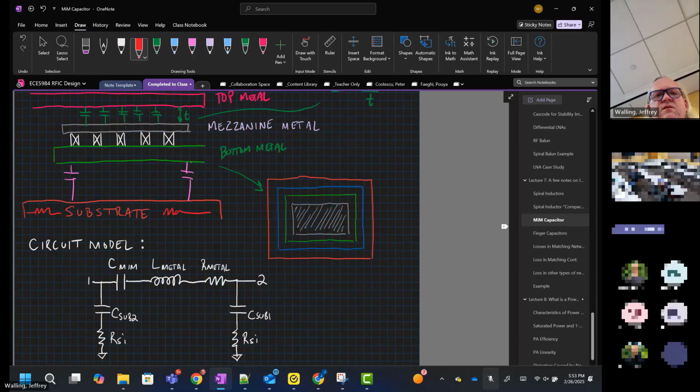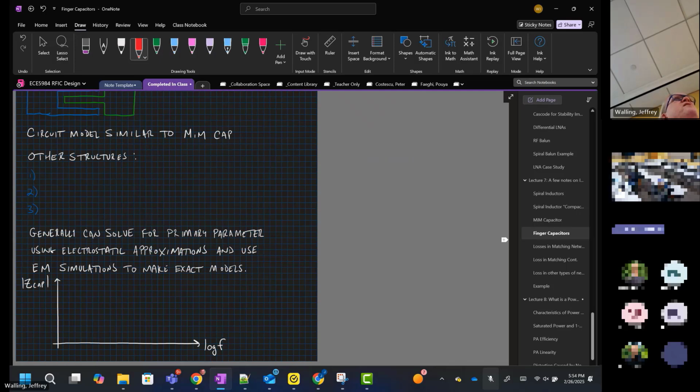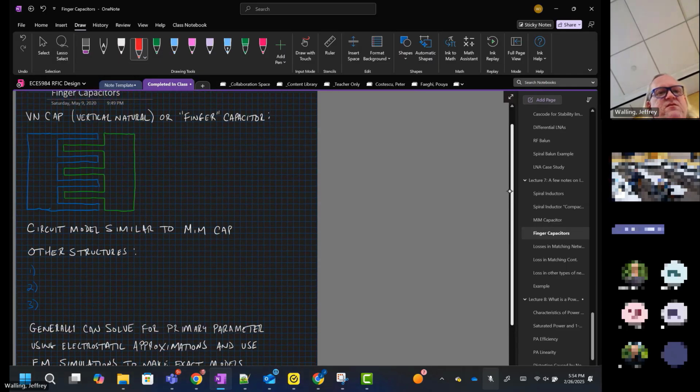I mentioned that these things don't do very well at high frequency. Once we get much above, say, 10 to 15 gigahertz, they start to be pretty poor choices for capacitors. In fact, I haven't seen a MIM capacitor in any process past 55 or maybe 40 nanometers. At least I haven't used one in any of those processes.